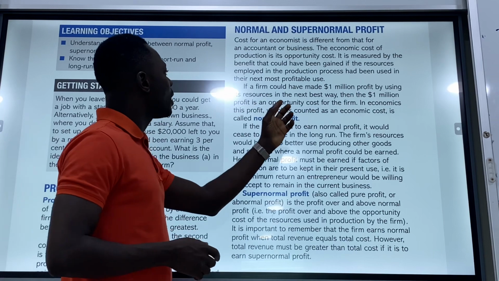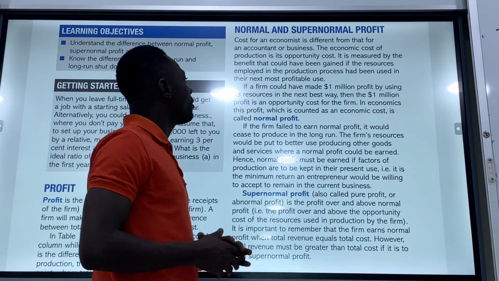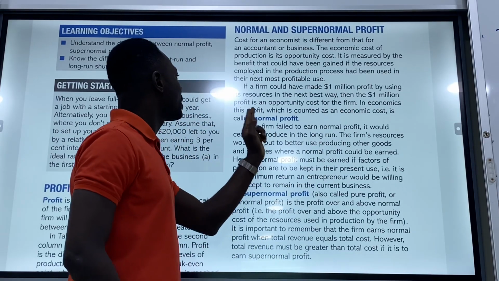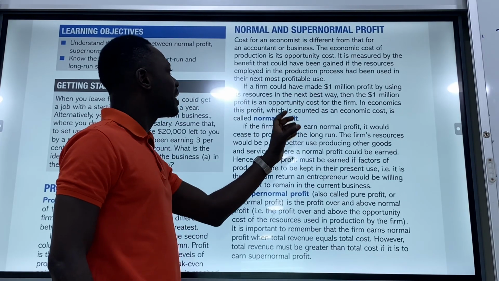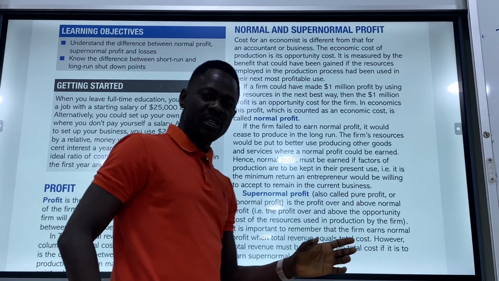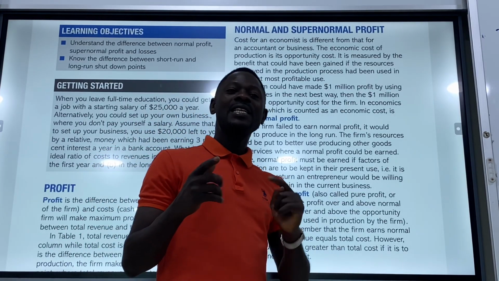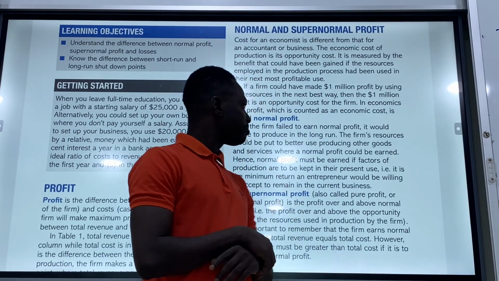Then, they said if a firm could have made 1 million, yeah, there's an example already. If a firm could have made $1 million profit by using its resources in the next best way, then the $1 million profit is an opportunity cost for the firm. In economics, this profit which is counted as an economic cost is called normal profit. So, like I just said, the $1 million that would have been made in the next best production that was not made is the normal profit.